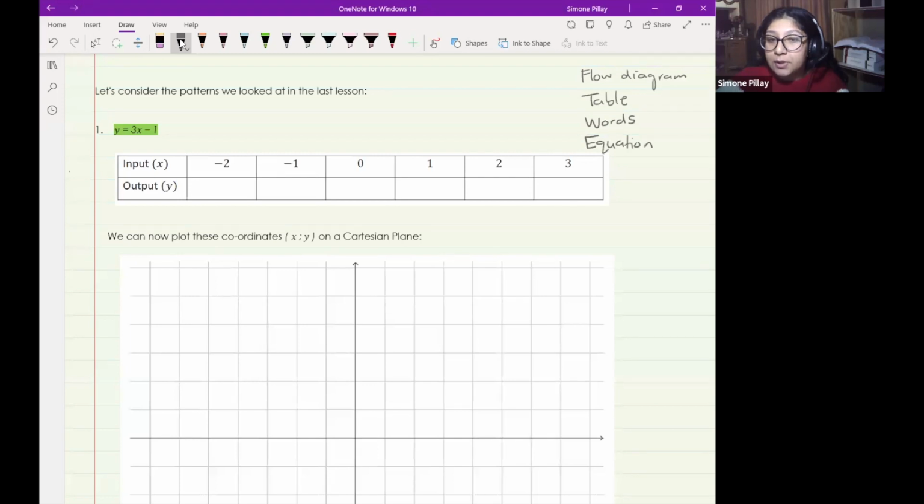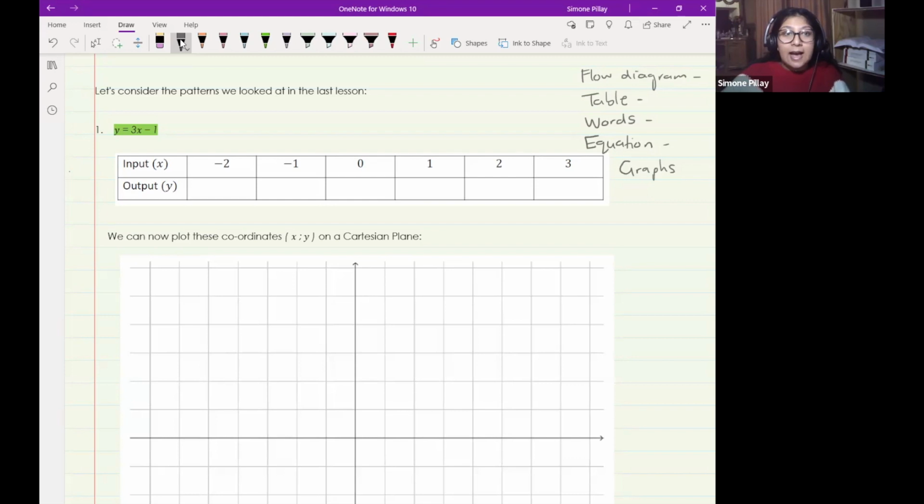And if you remember last week, what I said is we were going to spend this week, Tuesday, focusing on how we use graphs to represent relationships. So there's actually 5 ways that we have learned about now in which we can represent relationships. So we've done flow diagrams, we've done tables, we've done words, and we've done equations. What we haven't really done is we haven't done these graphs.